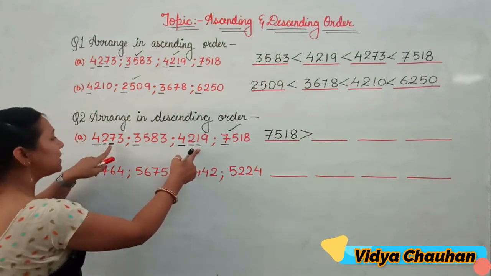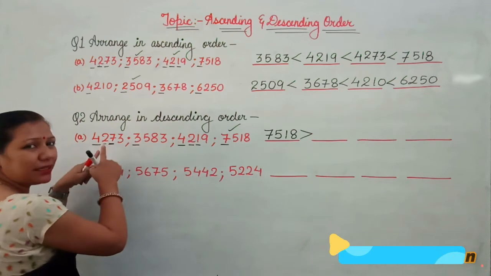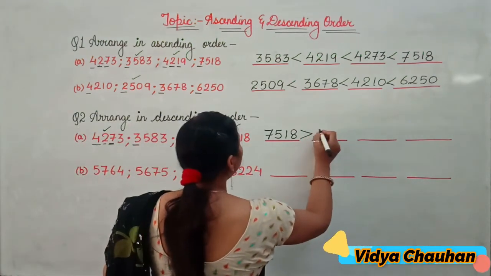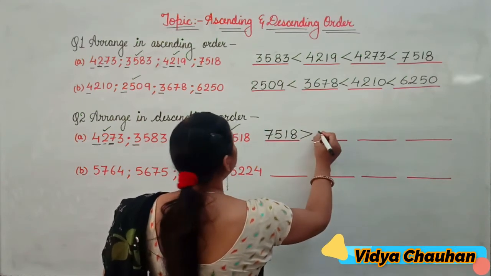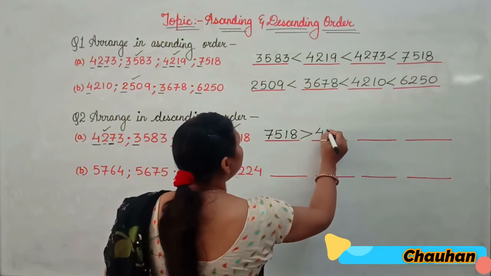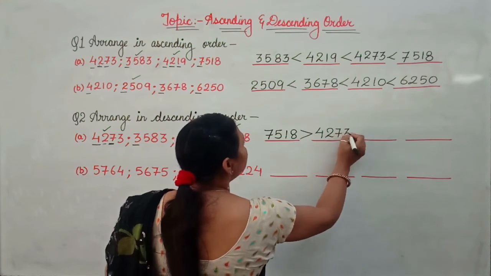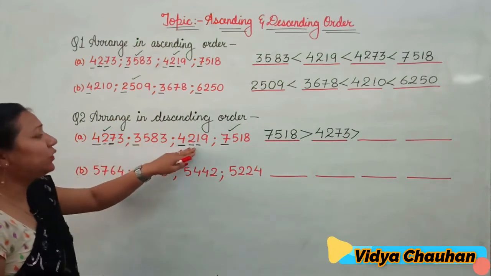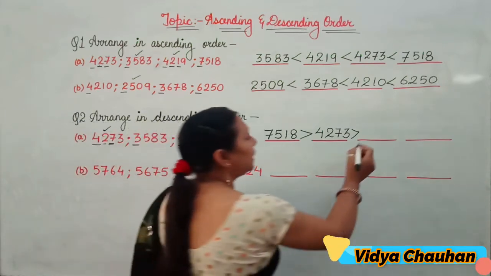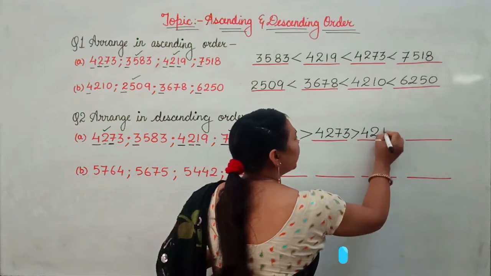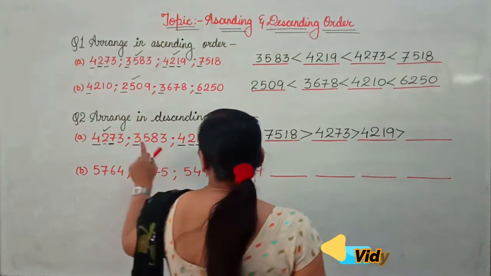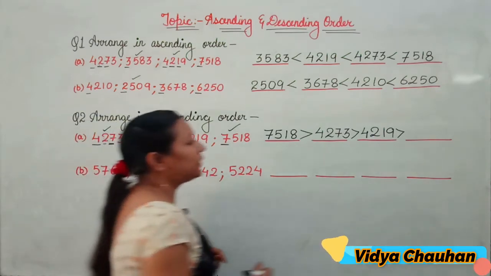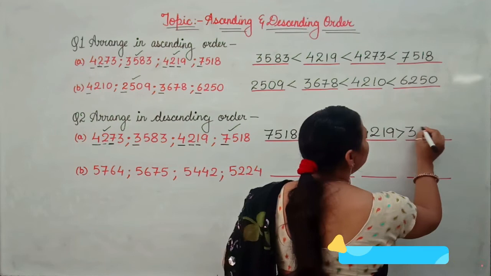Which is the greater one? 7 is greater or 1 is greater? Yes, 7 is greater. So the next smaller value than 7518 is 4273. Put the sign of greater than. After this, the next value will be 4219. And the last but not the least, the smallest value among the four is 3583.